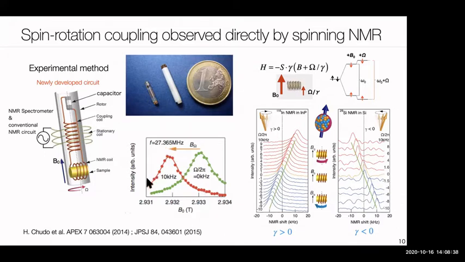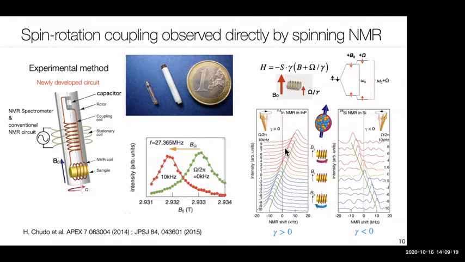And the very interesting point here is the nuclear spin. Some nuclear spins have a positive gyromagnetic ratio, and the others have a negative gyromagnetic ratio, which means the frequency shift due to the spin rotation coupling has one sign for the positive gyromagnetic ratio, and in the case of the negative gyromagnetic ratio, the sign of the frequency shift is the opposite way.